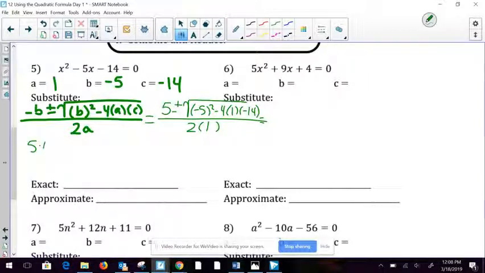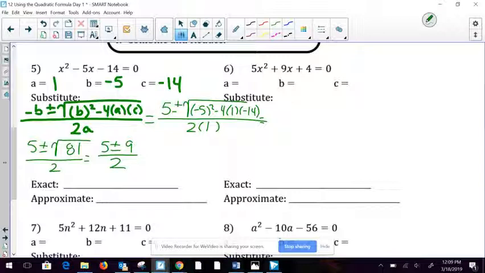Notice I'm going to rewrite the 5 plus or minus the square root, and what I'm going to do is punch in what's under that radical into my calculator. So I have -5 squared minus 4 times 1 times -14, and what do you get? Great, you got an 81, and that's all over, and now I'm going to simplify the denominator. What's 2 times 1? 2, good. So now step 3 says to simplify my radical. Well, what is the square root of 81? Exactly, it's 9. So I have 5 plus or minus 9 over 2.